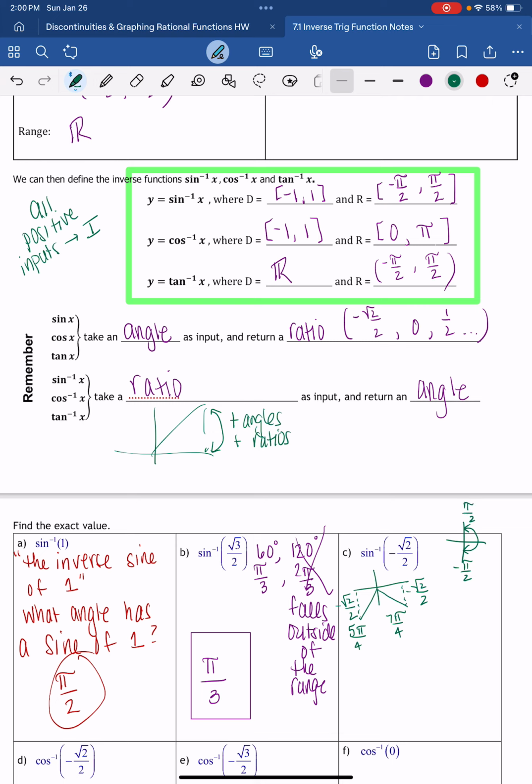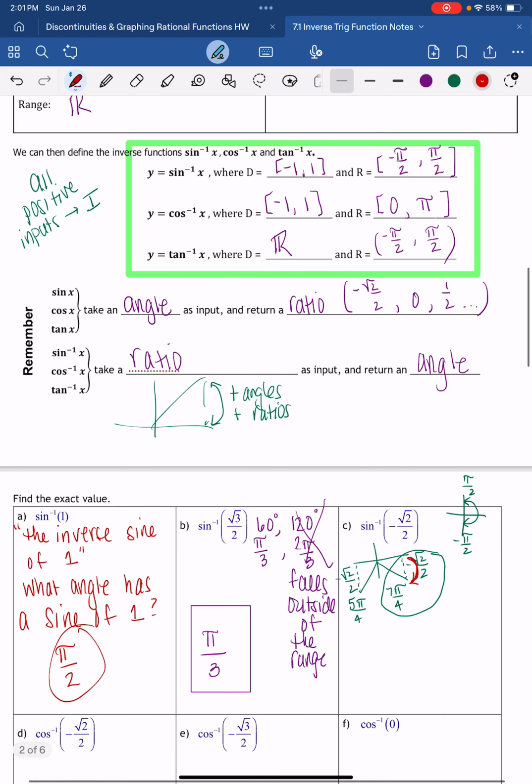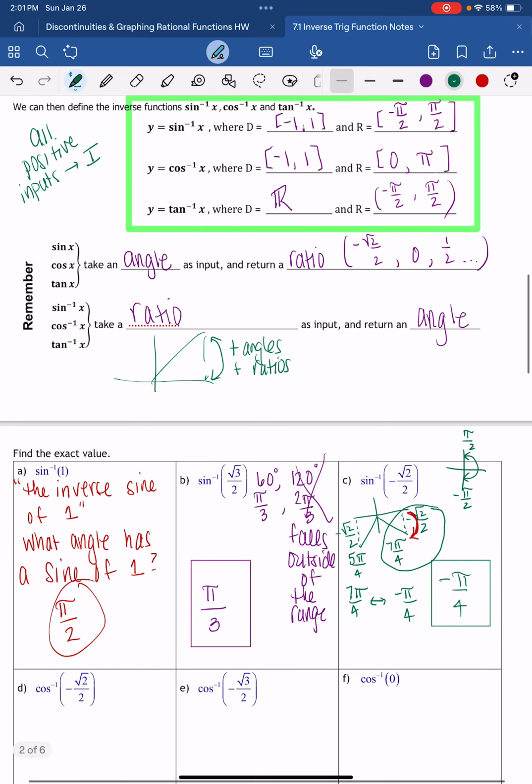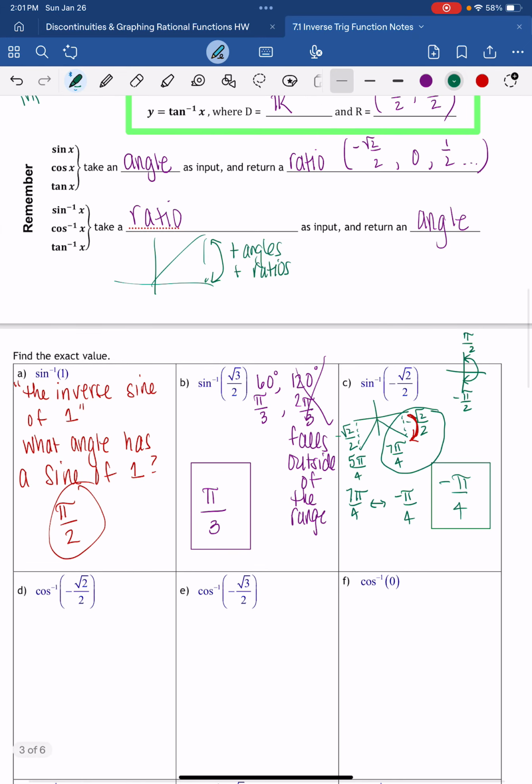How am I going to get to this angle, 7 pi over 4? This all comes down to coterminal angles. How am I going to get to 7 pi over 4 so that I'm in between 0 and negative pi over 2? 7 pi over 4 is coterminal to negative pi over 4. Those are coterminal angles. Negative pi over 4 falls within the range of the inverse sine, and that is my answer. Okay. The negatives are by far the hardest. We'll practice a lot.